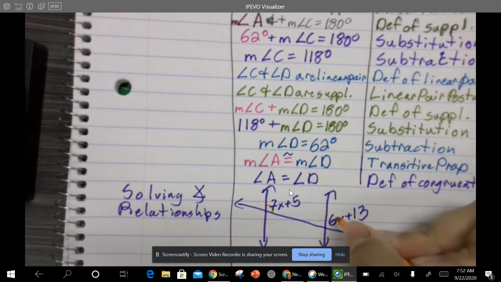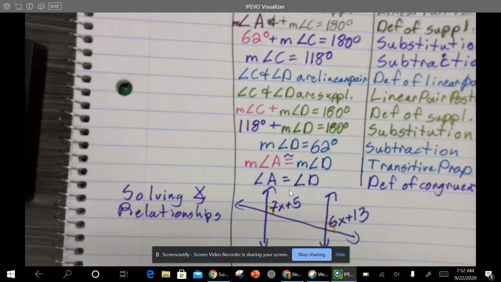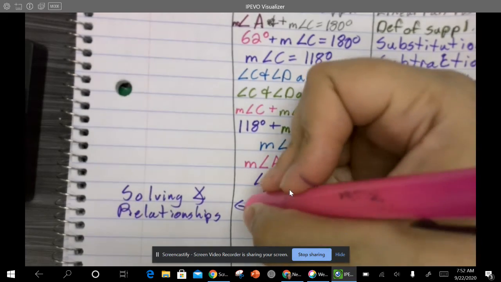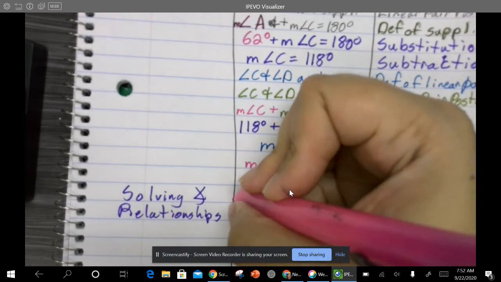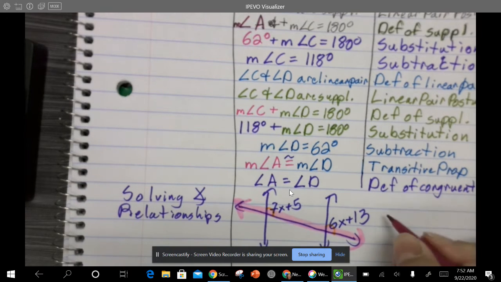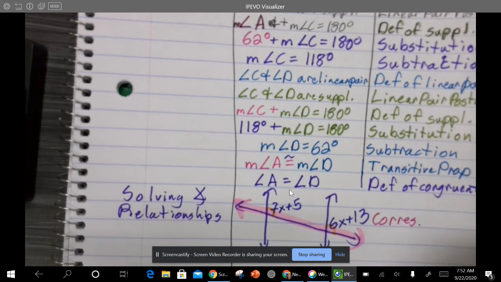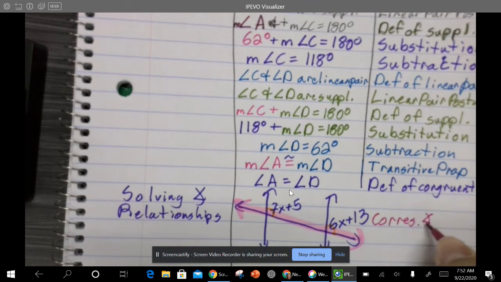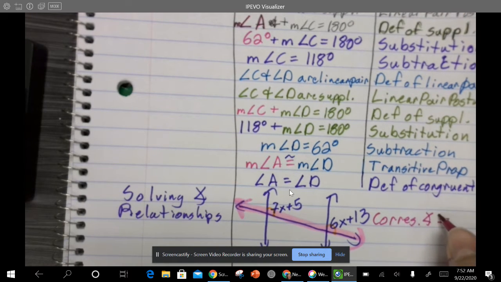So the angle relationship for this one, everybody, is they're on the same side of the transversal. Okay, so same side, and we skip this angle, so they are corresponding. Same side, skip one, is corresponding. So they are corresponding angles, and corresponding angles are related because they are congruent.